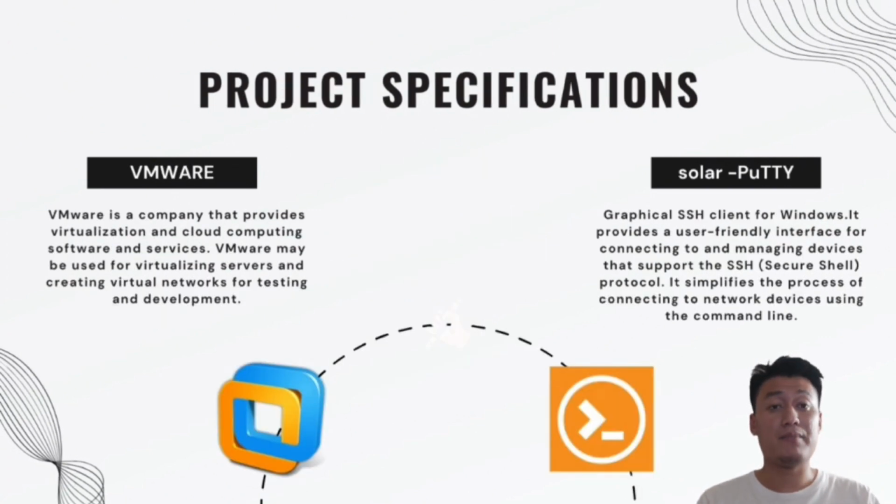Next, the other project specifications that we use in our topology for network automation with OSPF are VMware and also SolarPutty. So VMware, as we know, is a virtualization and cloud computing software for creating virtual networks and for testing and development. And SolarPutty is a graphical access client for Windows. It provides a user-friendly interface for connecting and managing devices that support the SSH protocol, and it simplifies connecting to network devices using the command line.